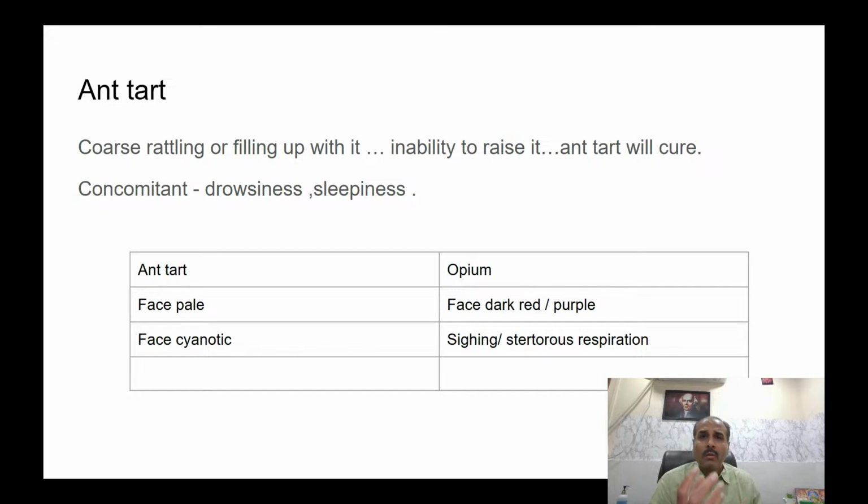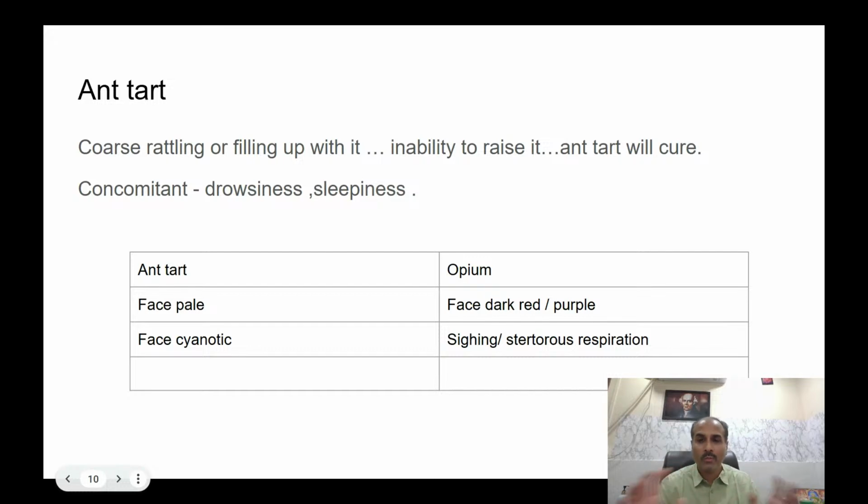What is the concomitant that we will see in Antimonium tartaricum? We all know drowsiness and sleepiness. But on the same drowsiness and sleepiness parameter, we also have Opium as a remedy which we feel is indicated. So how will we be able to differentiate these two remedies? Very simple. In 3 lines, Dr. Nash explains the differentiation of these two remedies. That's the only thing you need to remember.